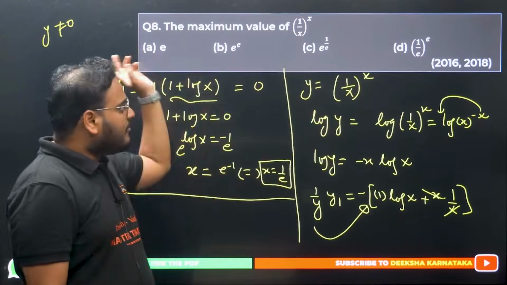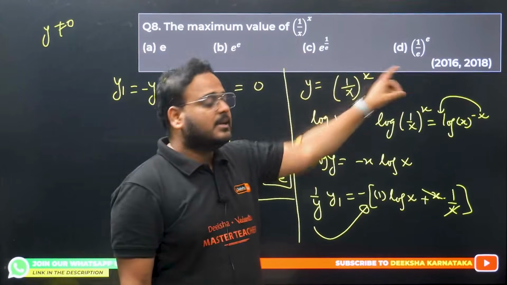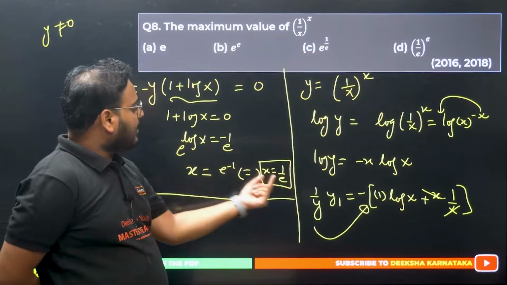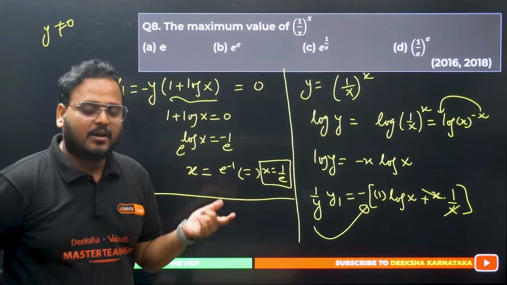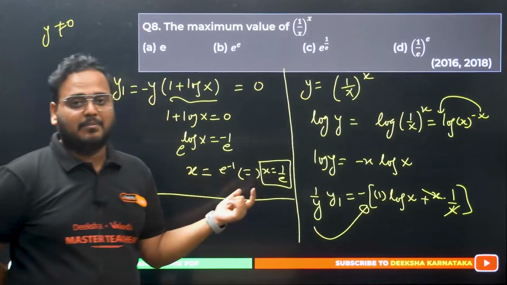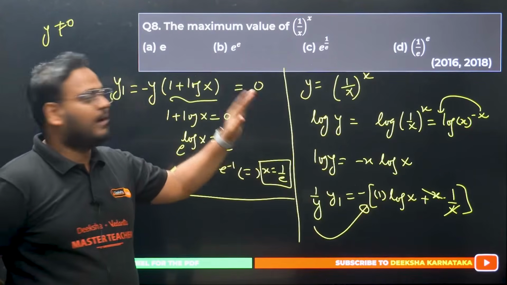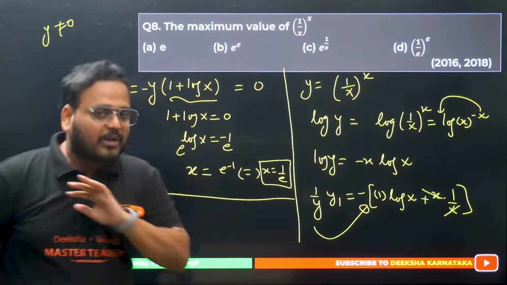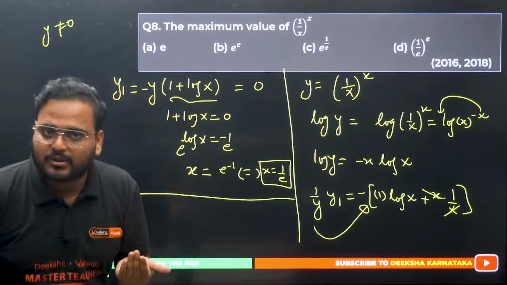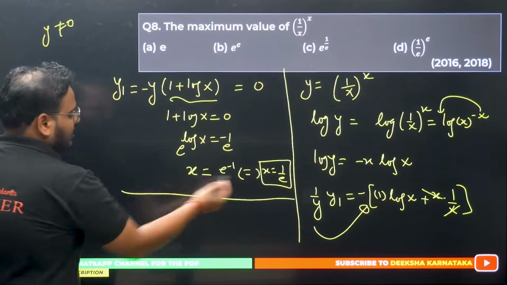Think, if one of the options was none of these, and we were having two values over here, then we'd have to do the second derivative also to cross check whether this point is a point of maxima or minima. But since we have only one critical point and no option given as none of these, I don't have to find the second derivative. We don't have to waste the time on that. Simply put the value back in the function.